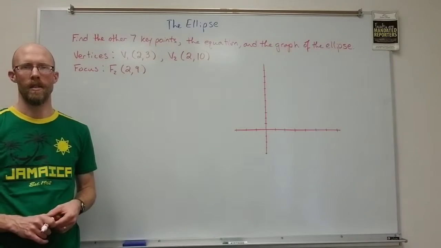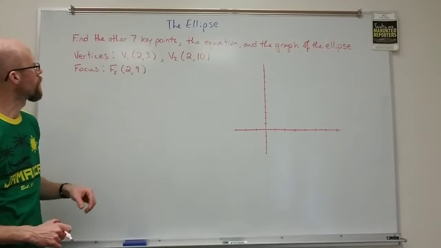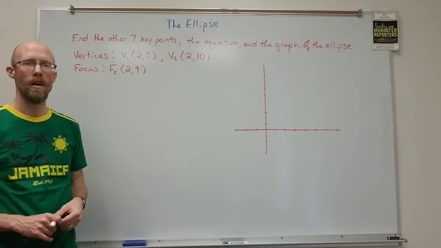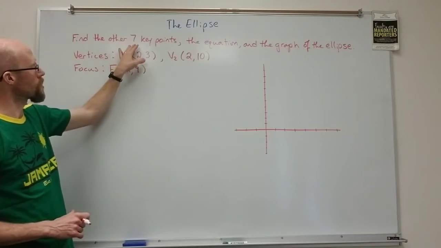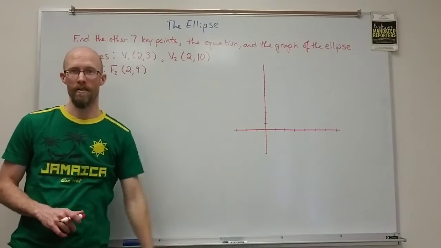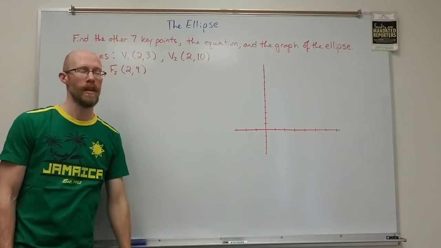All right, this is our last ellipse example. In this one, I'm given 3 points, 2 vertices and a focus, and then I'm asked to find the other 7 key points and the equation and the graph of the ellipse. So a lot of things to find here.